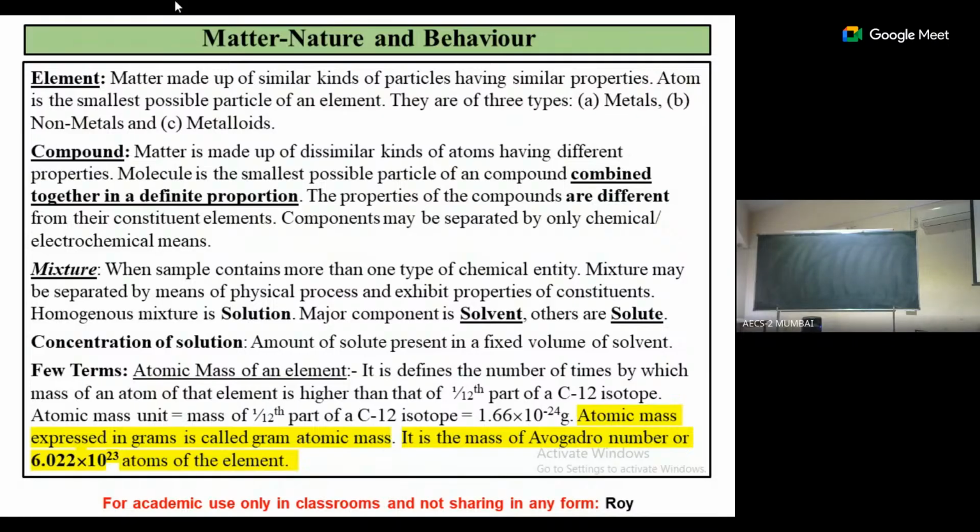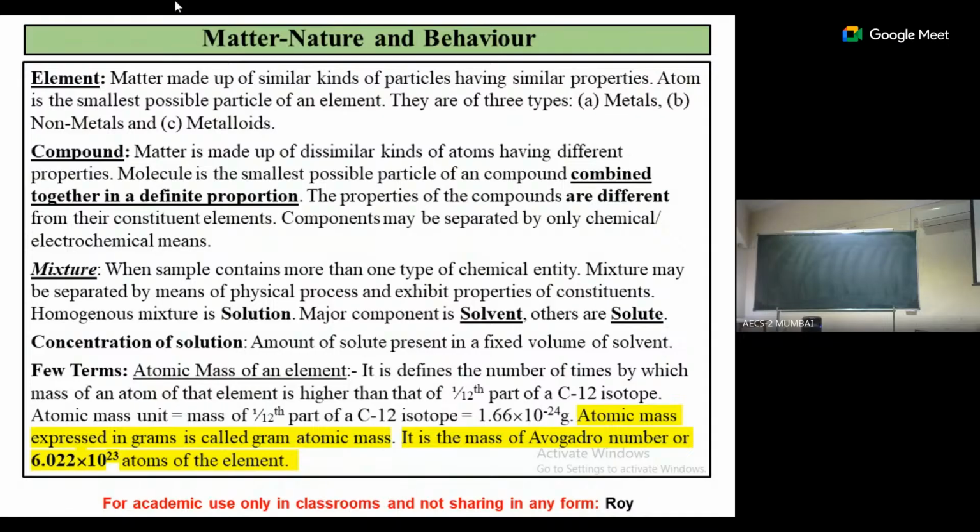I told you in the last class also, it defines how heavy an atom of that element is as compared to 1/12 part of the carbon 12 isotope, right? So that's how we find our atomic mass unit, which is the reference for measuring the atomic mass of any element. So how is that? Atomic mass unit is the mass of 1/12 part of the carbon 12 isotope. So the mass of the carbon 12 isotope is assumed to be 12.